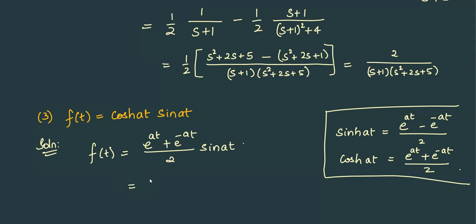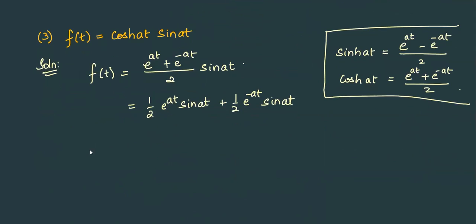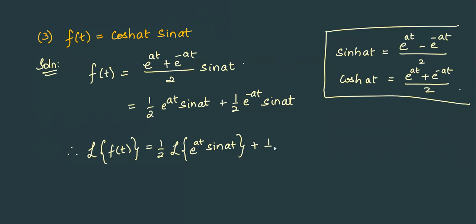So now this can be split into two functions: half e power at sine at plus half e power minus at sine at. Therefore, the Laplace transform of f of t is half Laplace transform of e power at sine at plus half Laplace transform of e power minus at sine at.